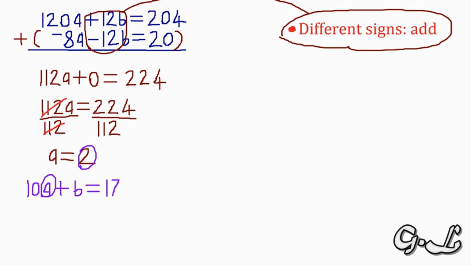What we're going to do is replace wherever there is a with the value that we found, which is 2. So we're going to say 10 open brackets 2 plus b is equal to 17. After you say 10 times 2, it will give you the value 20. So you're going to have 20 plus b is equal to 17.